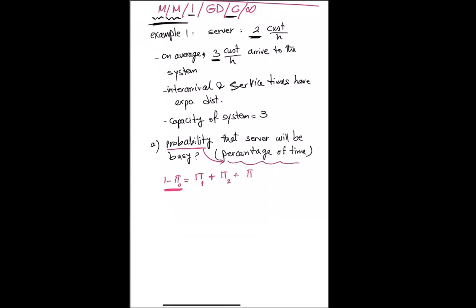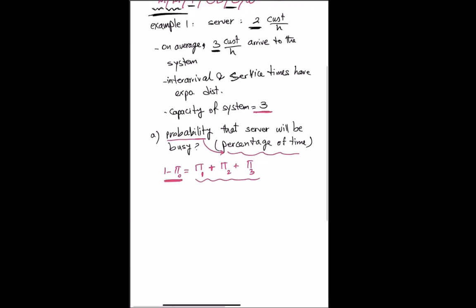Can I go to pi 4? You cannot, because capacity is only 3. Exactly. So I cannot go to pi 4 or 5 because the capacity of the system is 3. So pi 3 is the highest I can go, the chance that there are 3 people in the system. So the chance that the server is busy is 1 minus pi 0, or I can calculate pi 1 plus pi 2 plus pi 3, because if there's 1, 2, or 3 people in the system, for sure the server is busy because there's just 1 server. These people are not going to stay in the line if the server is idle. They definitely go to the server, so the server will be busy.